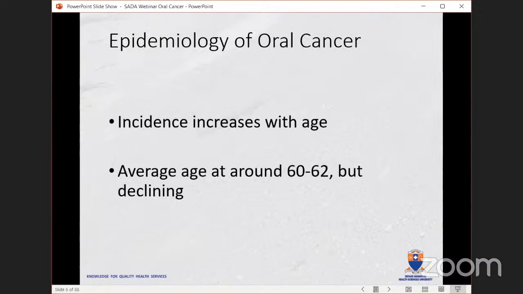The incidence of oral squamous cell carcinoma increases with age, with a majority of cases developing in people 50 years or older. In general, at the turn of the century, the average patient age for most of the published series on this disease was around 62 years of age, but a trend started with an increasing incidence in younger patients under the age of 45 years, which is still continuing.